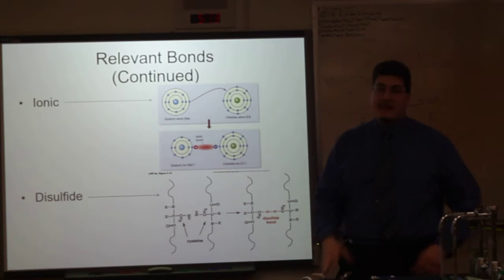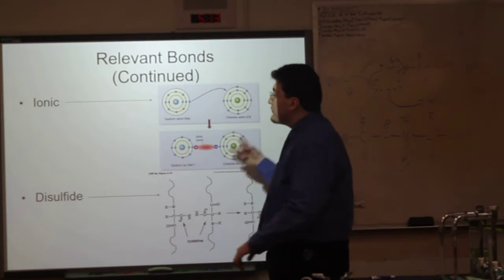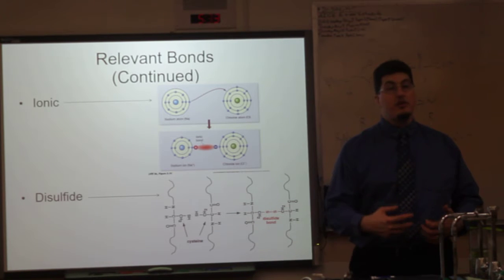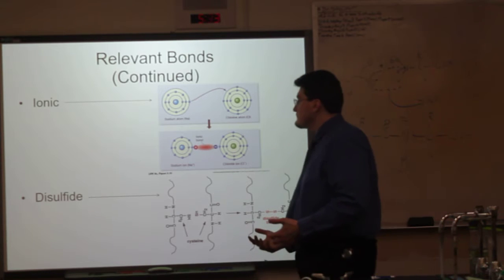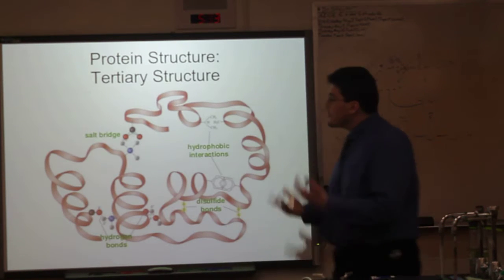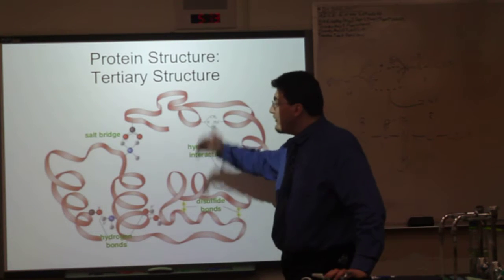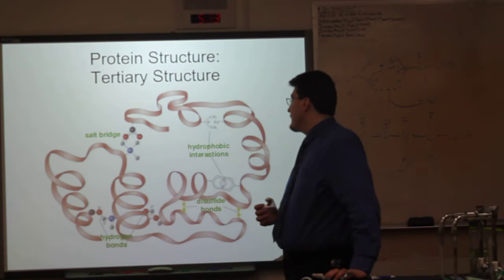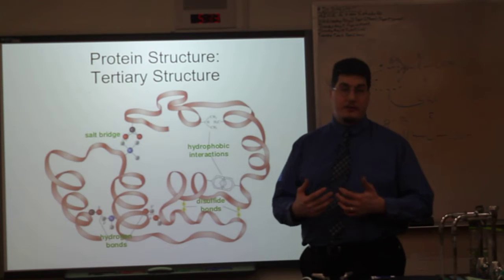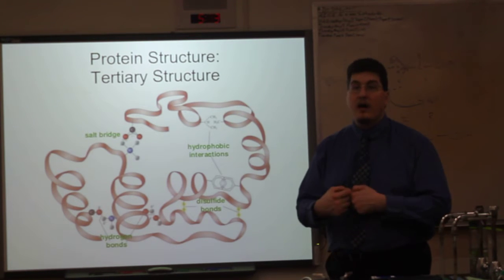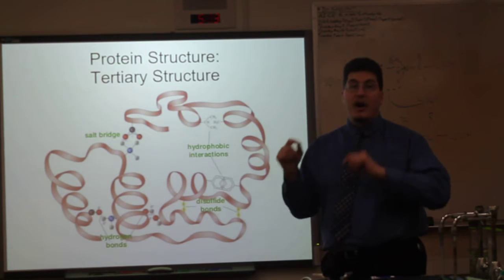So, your next level of protein structure, the important bonds, are going to be your ionic bonds, your disulfide bonds, in addition to hydrogen bonds and dipole interactions. And that's going to be your tertiary structure. Your ionic bonds are also called salt bridges. Your disulfide bonds will be bonds between the sulfurs. You will have an actual covalent bond, making the disulfide bond the strongest bond of the tertiary structure.